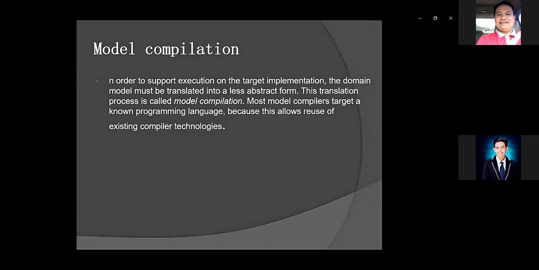Model compilation. In order to support execution on the target implementation, the domain model must be translated into a less abstract form. This translation process is called model compilation. Most model compilers target a non-programming language because this allows use of existing compiler technologies.